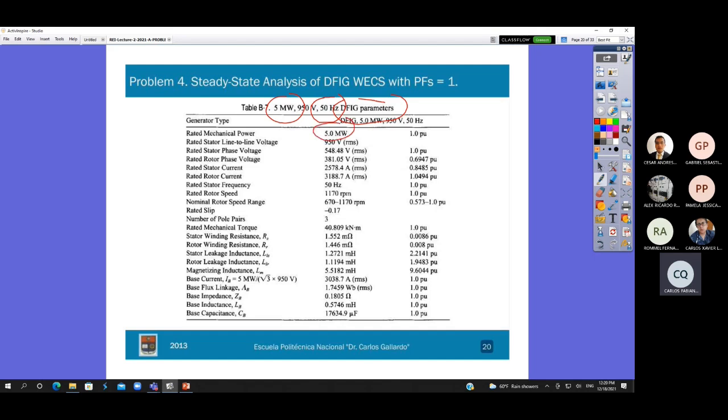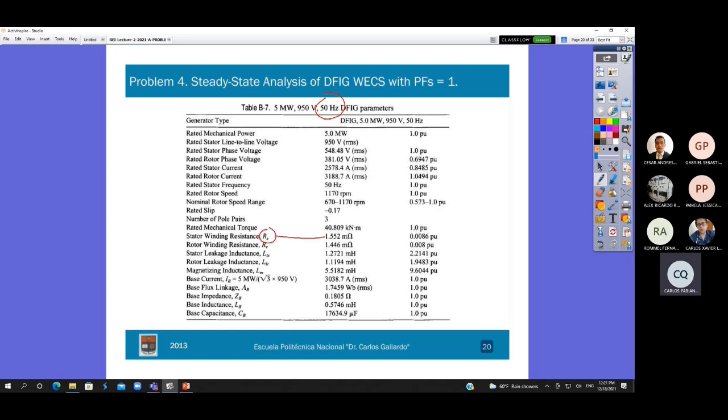Okay, what I need is the rotor resistance. Pay attention to the rotor resistance. This is the rotor winding resistance, 1.446 milliohms. What I need is the frequency of operation. So let's clear this part. First of all, the frequency of operation is the first data. The stator resistance, the stator winding resistance, is this value.